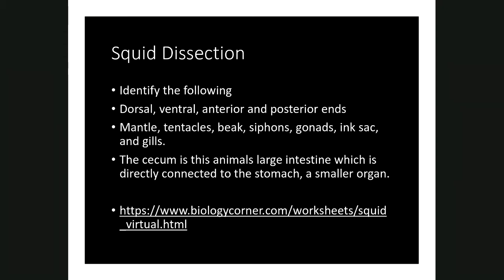So let's do the dissection of the squid. And I'm going to ask you, of course, again, to identify dorsal, ventral, anterior, and posterior ends. During the final lab exam, there are going to be pictures of these things, unlabeled, and I'm going to ask you to identify them. You have to identify, again, the mantle, the tentacles, which are the muscular foot, beak, siphons, gonads, ink sac, a couple of things, but not too hard. Maybe the cecum.